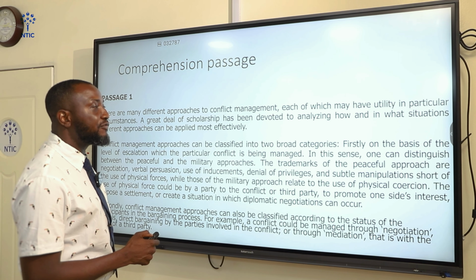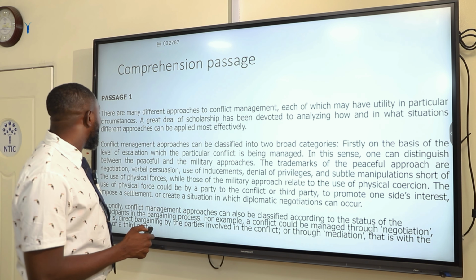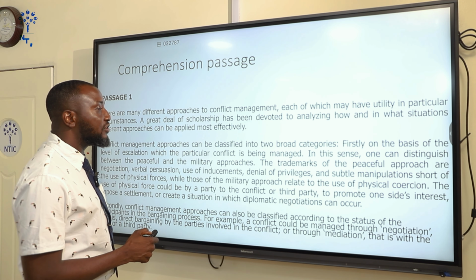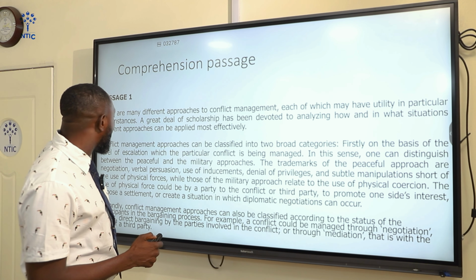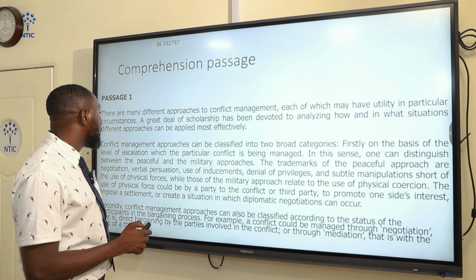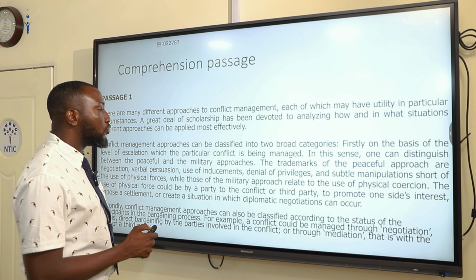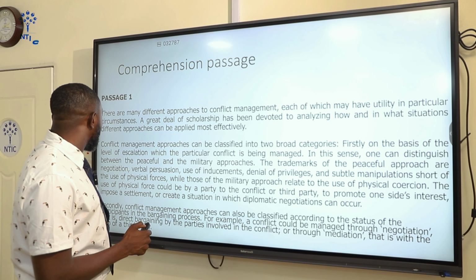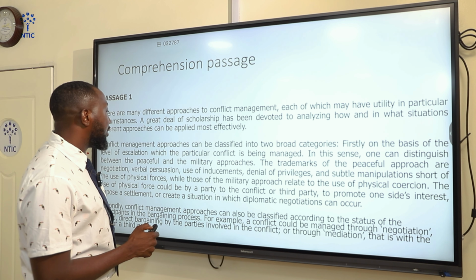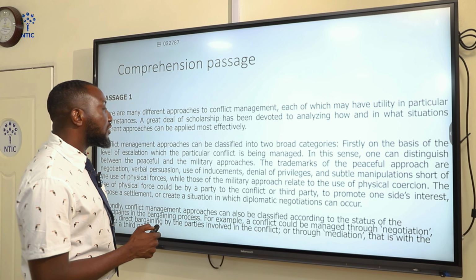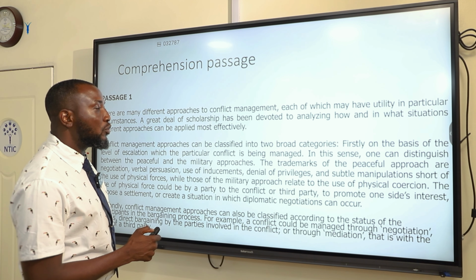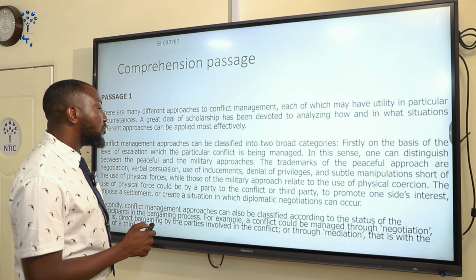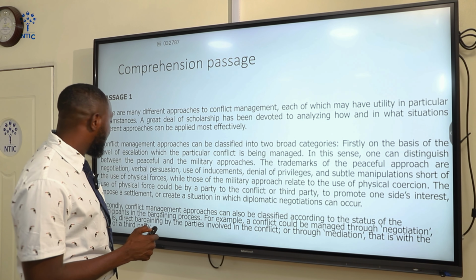The trademarks of the peaceful approach are negotiation, verbal persuasion, use of inducement, denial of privileges, and subtle manipulations short of the use of physical force, while those of the military approach relate to the use of physical coercion. The use of physical force could be by a party to the conflict or a third party to promote one side's interest, impose a settlement, or create a situation in which diplomatic negotiations can occur.